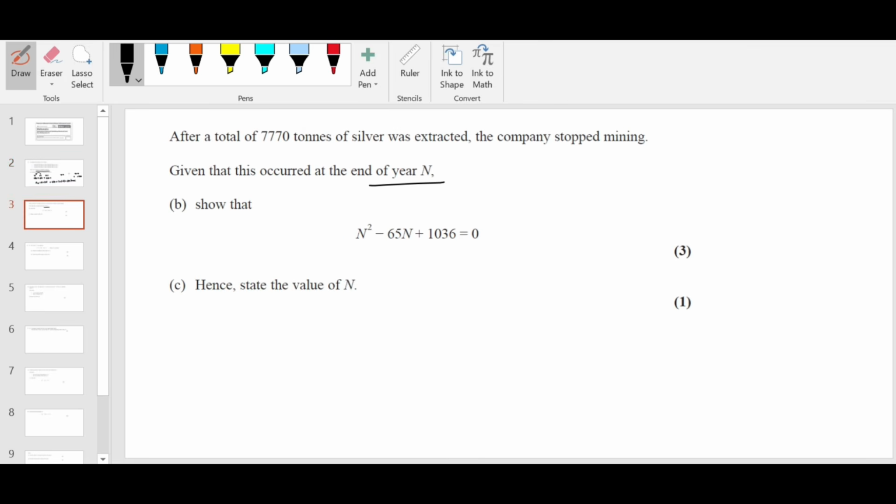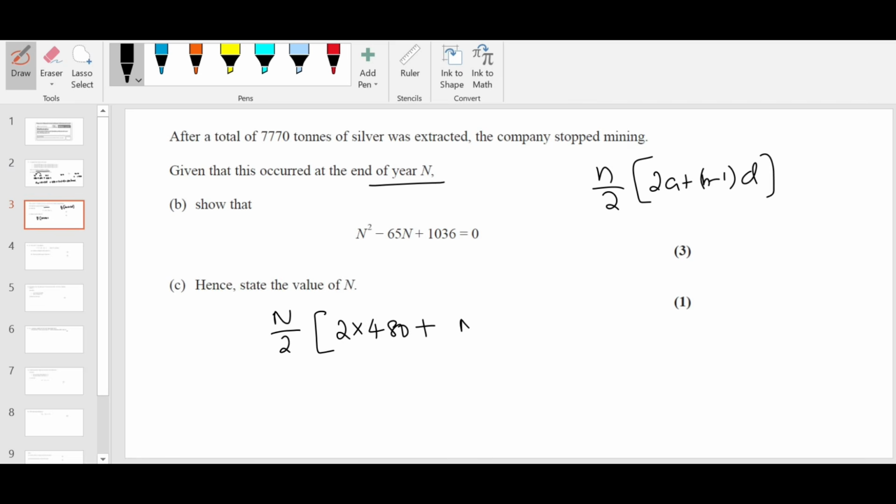So we know the formula for the sum of the series. It's n over 2 times 2a plus n minus 1 times d. 2a is the first term, 480, plus n minus 1 times d, which is minus 15. This is equal to 7,770. You just need to simplify, open the bracket and frame this equation.